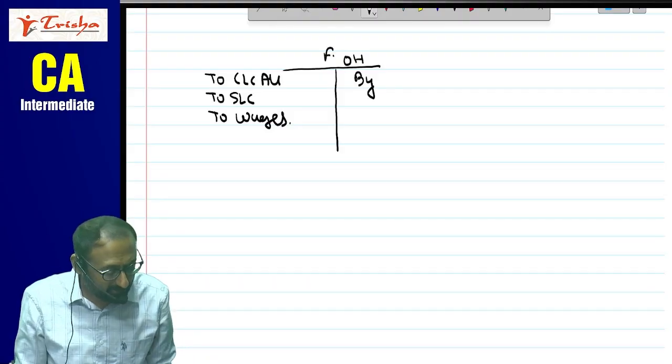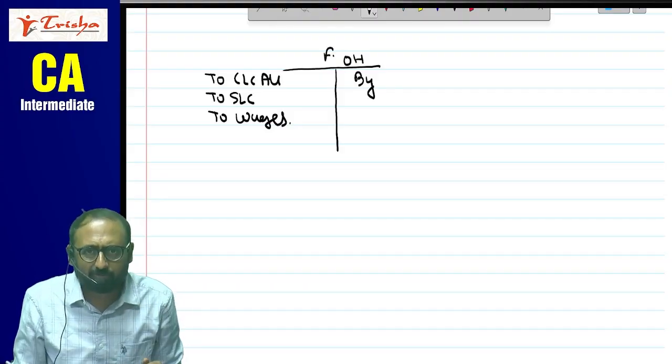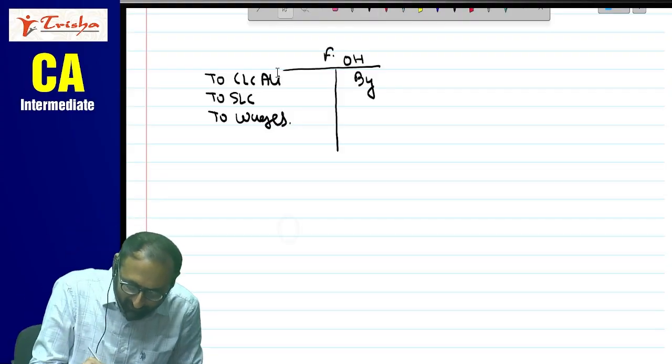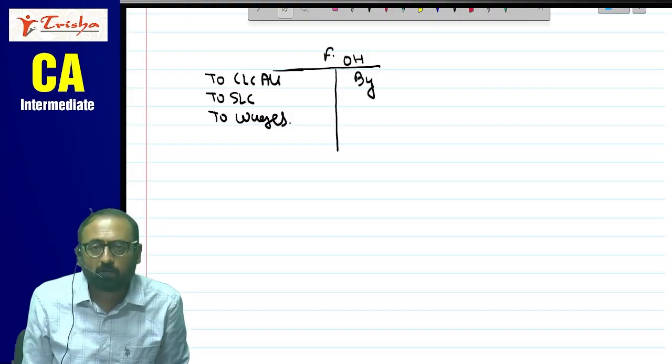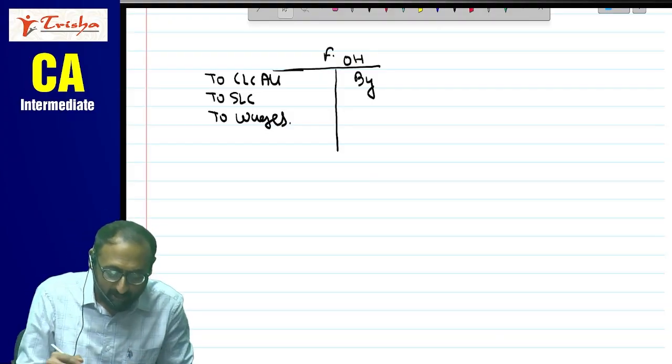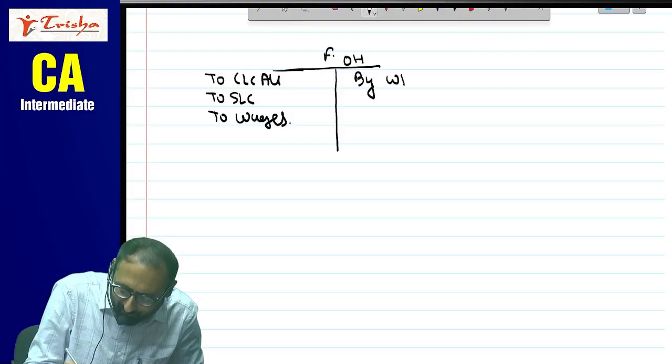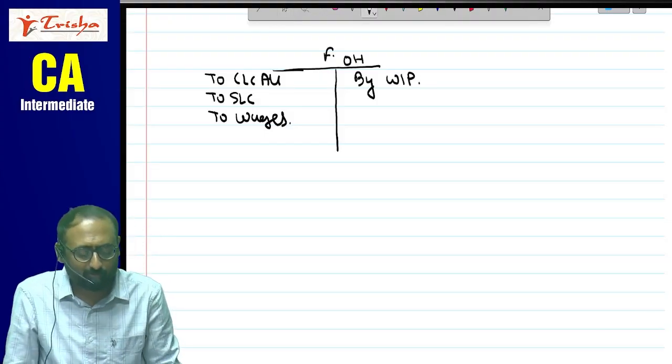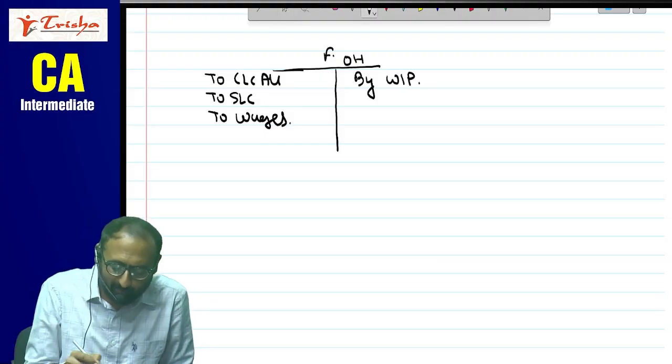Quickly inform me, where do you absorb the factory overhead? Fast answer is expected from all of you. Where to absorb the factory overhead? In the last lecture we discussed this in detail. Factory overhead will be absorbed to the work in progress control account. Yes or no? Factory overhead will go to the WIP control account.